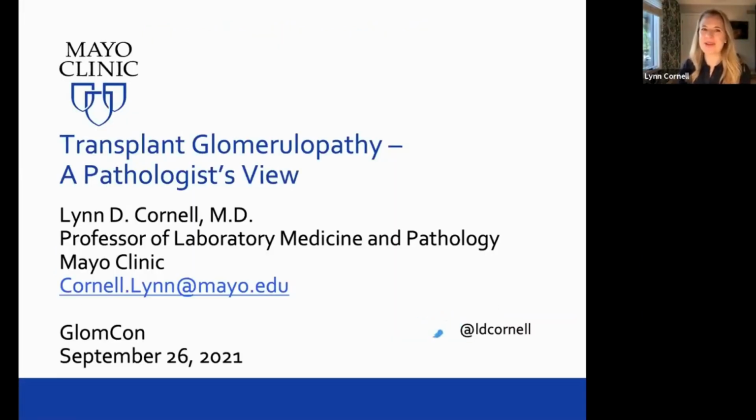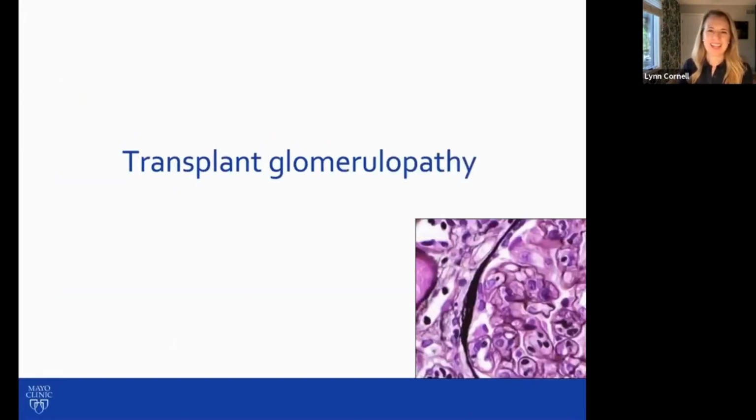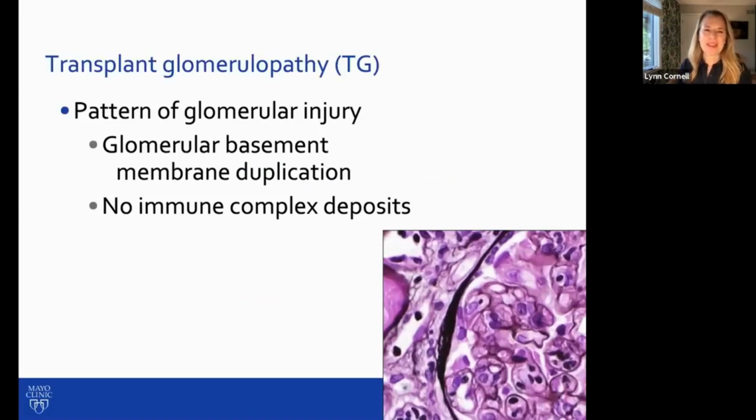So today I'm talking about transplant glomerulopathy, a pathologist's view, because I'm a pathologist. Transplant glomerulopathy is a disease pattern of injury. It's not exactly a diagnosis by itself, it's a pattern of injury. And it's characterized or defined by glomerular basement membrane duplication. And typically when we are talking about transplant glomerulopathy, we are talking about it by definition in the absence of immune complex deposits.